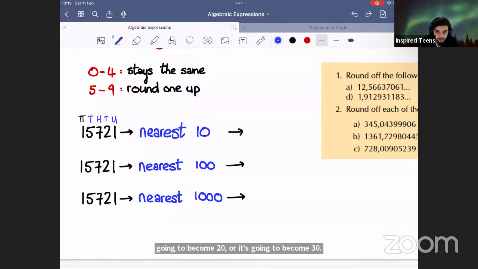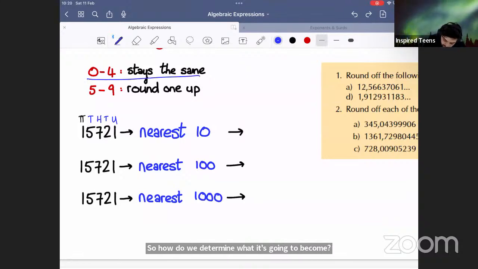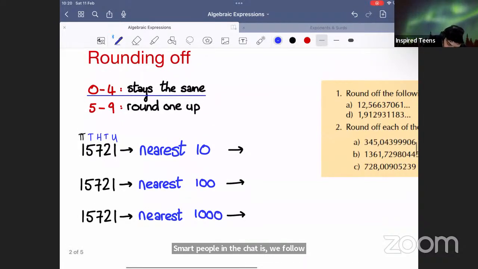So how do we determine what it's going to become? Smart people in the chat, we follow this rule. If it's from 0 to 4, what's from 0 to 4?